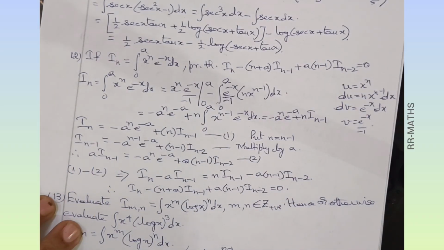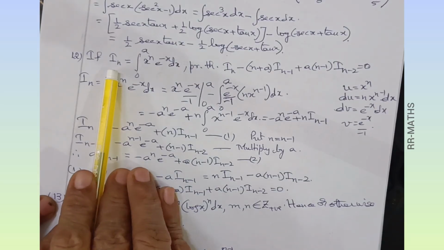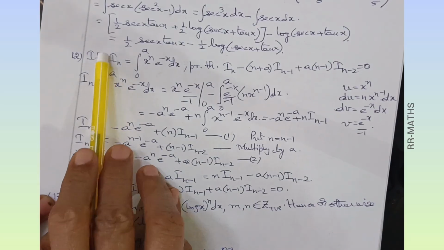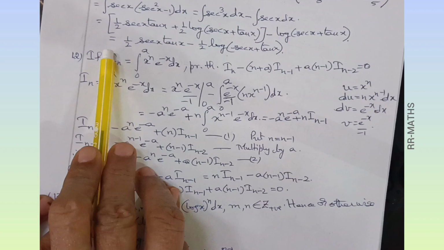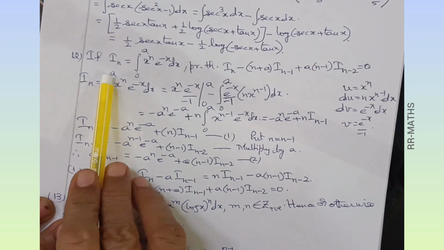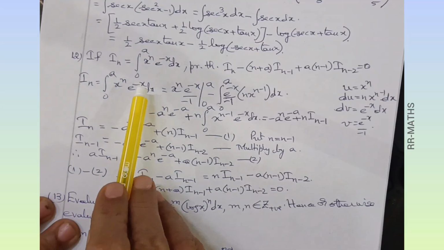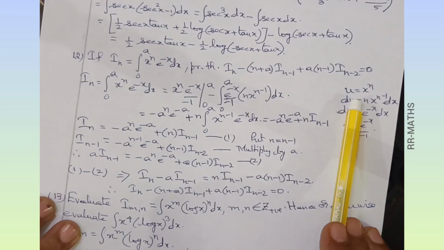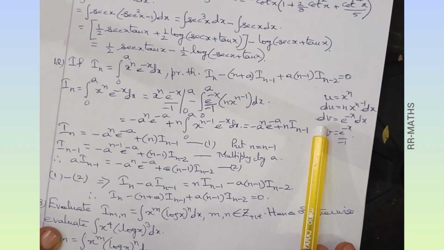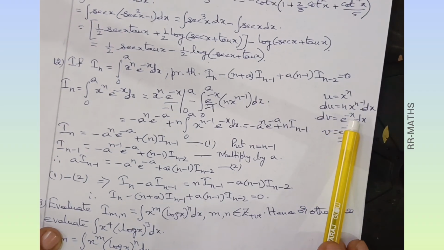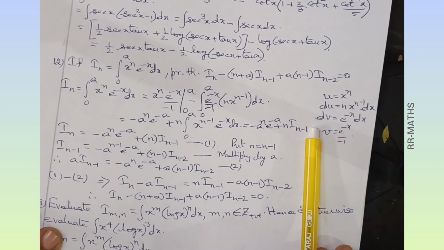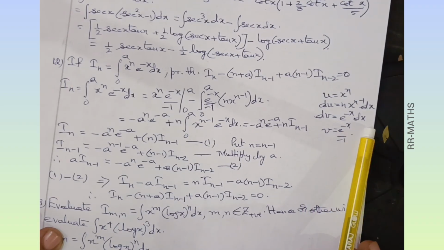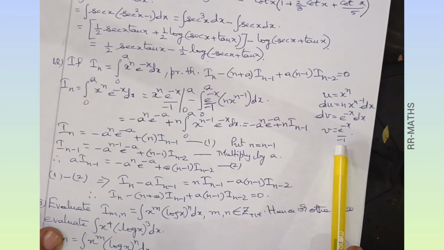Now I have used I n. So in the question paper, if they use I n, you use I n. If they use some other symbol here, then you are supposed to stick to that particular symbol only. So here I n is equal to integral 0 to a x power n e power minus x dx. We will use integration by parts, where I assume u is equal to x to the power of n. So du is equal to n into x power n minus 1 dx. dv is equal to e power minus x dx. So when you integrate, you get v is equal to e power minus x by minus 1.